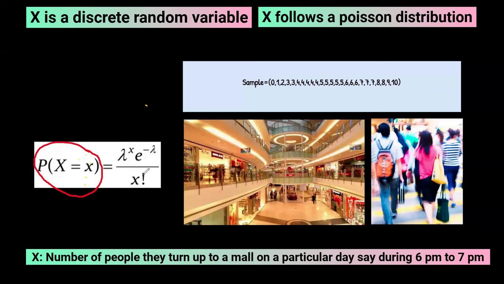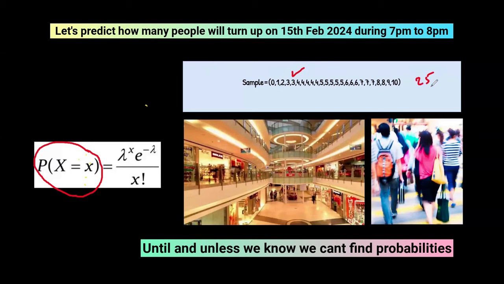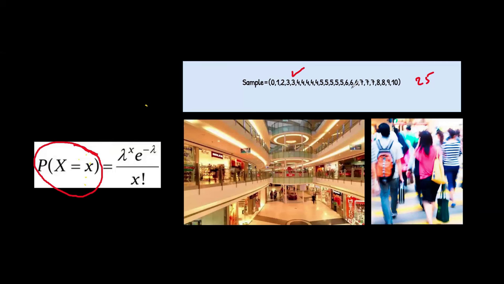You see the sample here? This is the sample. Now, this is the past sample. When we say this is the past sample, this is the way people turned up to this mall. That means, suppose it is 25, we have taken the last 25 days' record and we'll take this sample to predict the probability for the future. That means, after a week, suppose we are talking about 15th of February. On 15th of February between 6 to 7 p.m., how many persons will turn up to this particular mall? If you want to predict that, you can, and we will do that in the next 10 minutes.